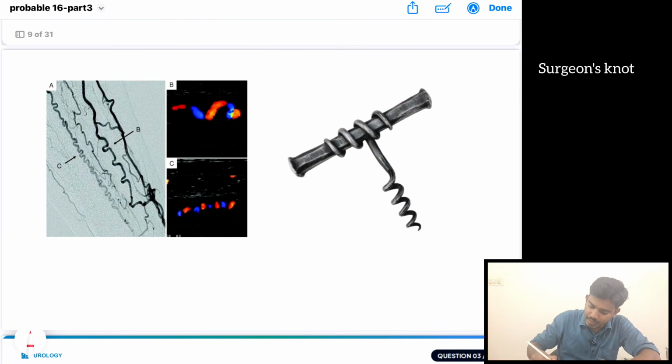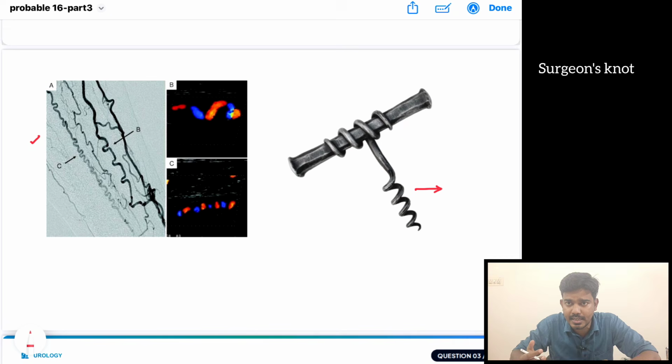Here in the question என்ன கொடுத்தாங்க? There is corkscrew collaterals. Okay, this is a corkscrew. In the image, corkscrew collaterals is suggestive of Buerger disease. Where can we see corkscrew esophagus? Okay, you have to comment that in the comments.